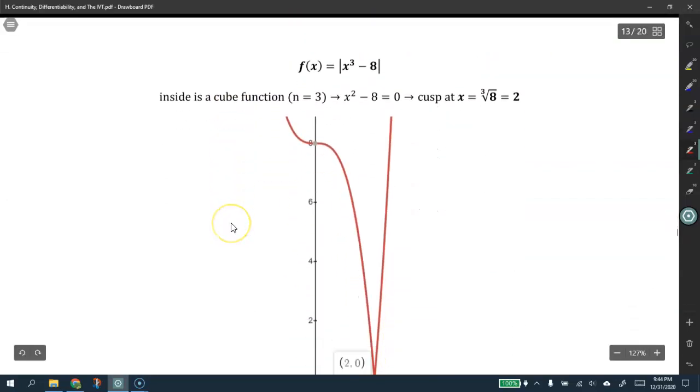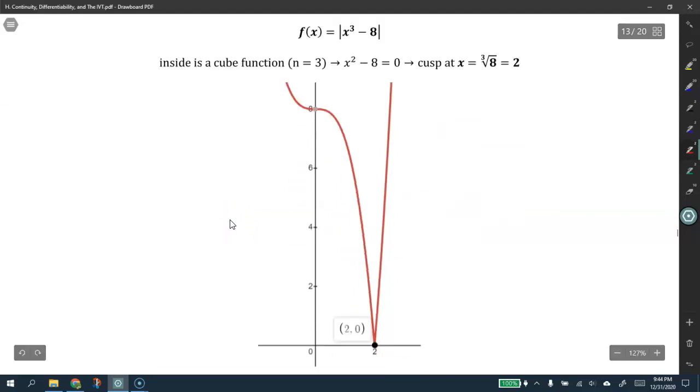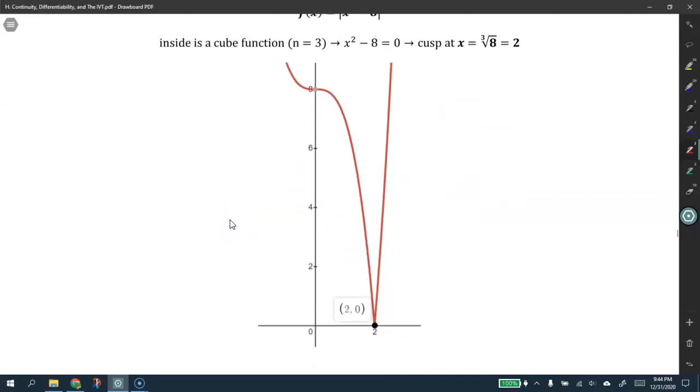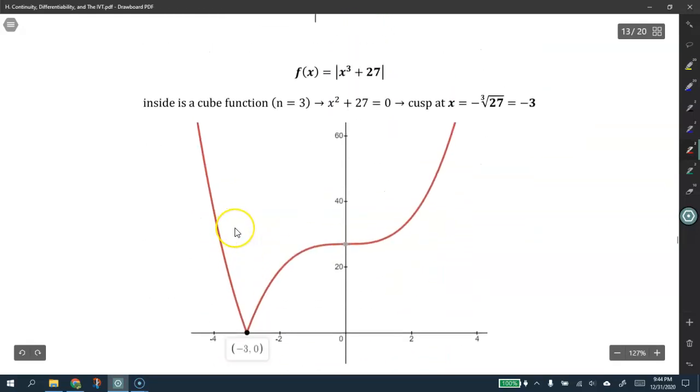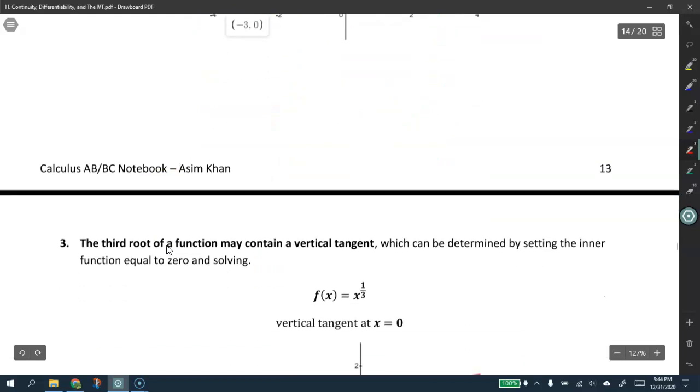Okay, I have a few more examples, and please feel free to read them. x cubed minus 8 with an absolute value definitely has a cusp, and you can see that. I think there's a small typo here that's supposed to say x cubed minus 8. Right, x cubed plus 27, very similar, as well as the typo is similar, so x cubed plus 27 has a cusp as well.